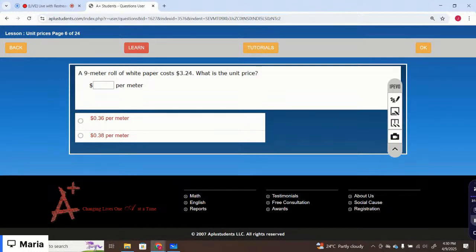A 9 meter roll of white paper costs $3.24. What is the unit price? So, you need to calculate the price per meter of the roll. So, you have to divide 3.24 by 9, which equals 0.36 per meter. Option number one is the correct option. Okay, you can complete the lesson by yourself. Let me just move into the next lesson.